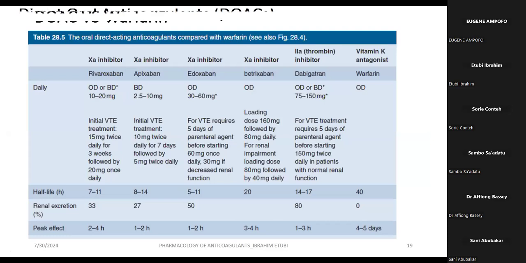So when we look at all of these at a glance, this slide is just talking about the oral direct anticoagulants, comparing them with warfarin based on the administration, the half-life, and renal excretion. Warfarin is majorly excreted hepatically, so there's no renal excretion for warfarin, it's 0. And then we can see that dabigatran has the highest renal excretion, 80%, followed by edoxaban, and the least renal excretion is apixaban. No wonder it can be used in renal patients, even at reduced or adjusted doses. But in terms of half-life, warfarin has a much longer half-life of about 40 hours compared to the other oral anticoagulants.